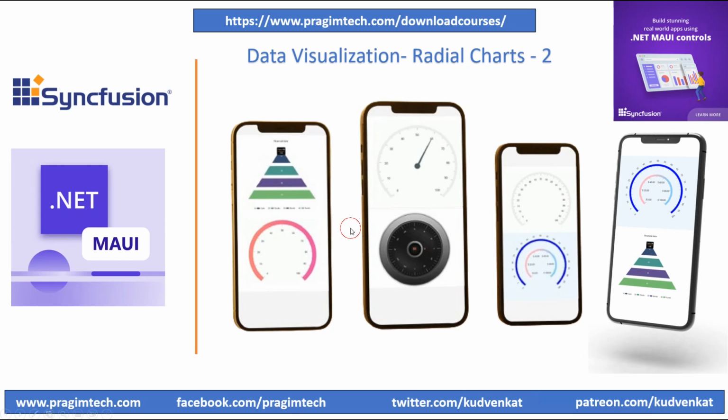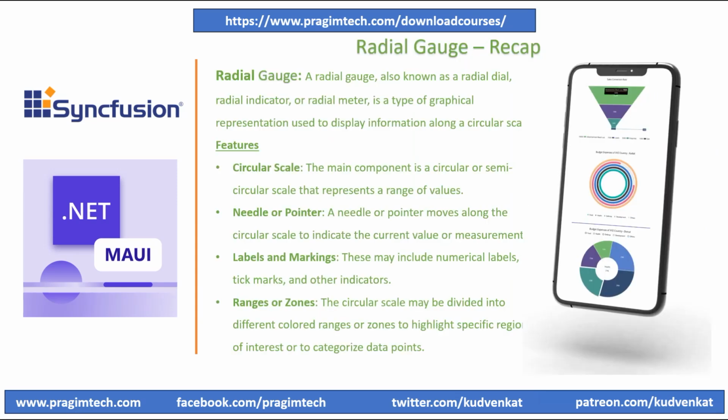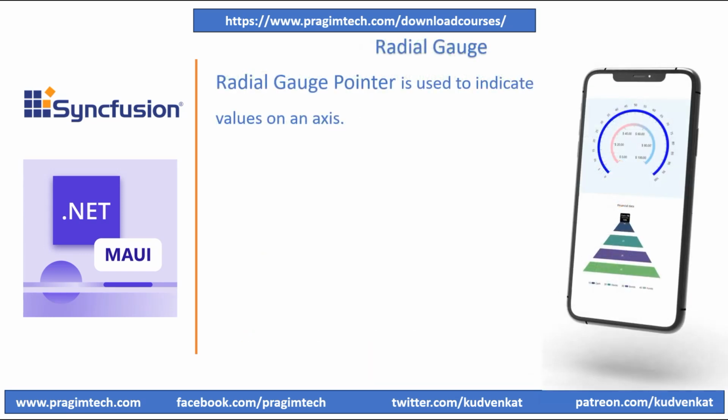In the previous session, we discussed the radial gauge charts and explored the axis customizations of the radial charts. Please review the previous session before proceeding. In this session, we will focus on pointers and annotations of the radial charts. A pointer is used to indicate a value on an axis.